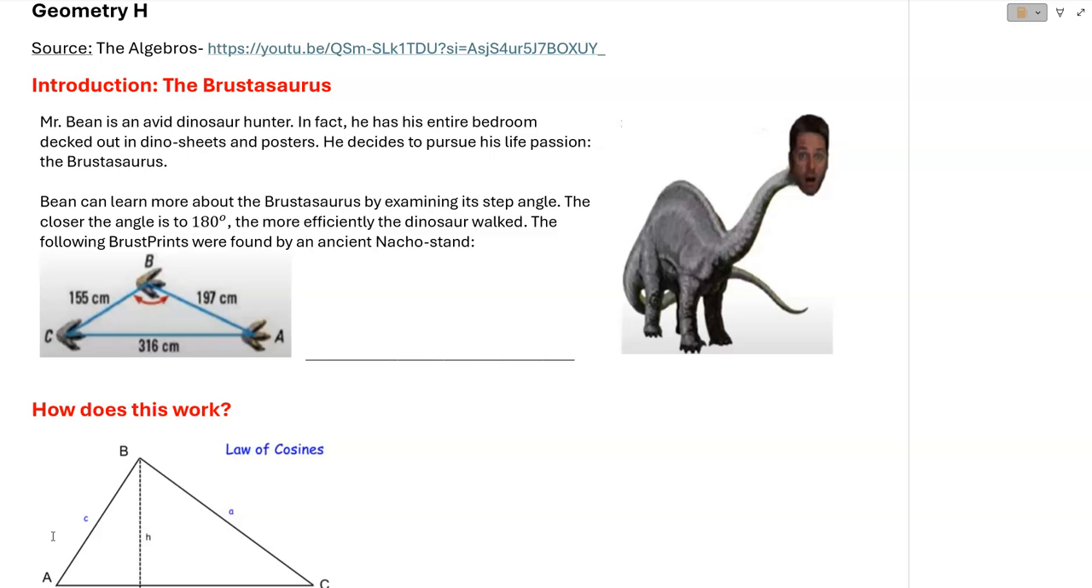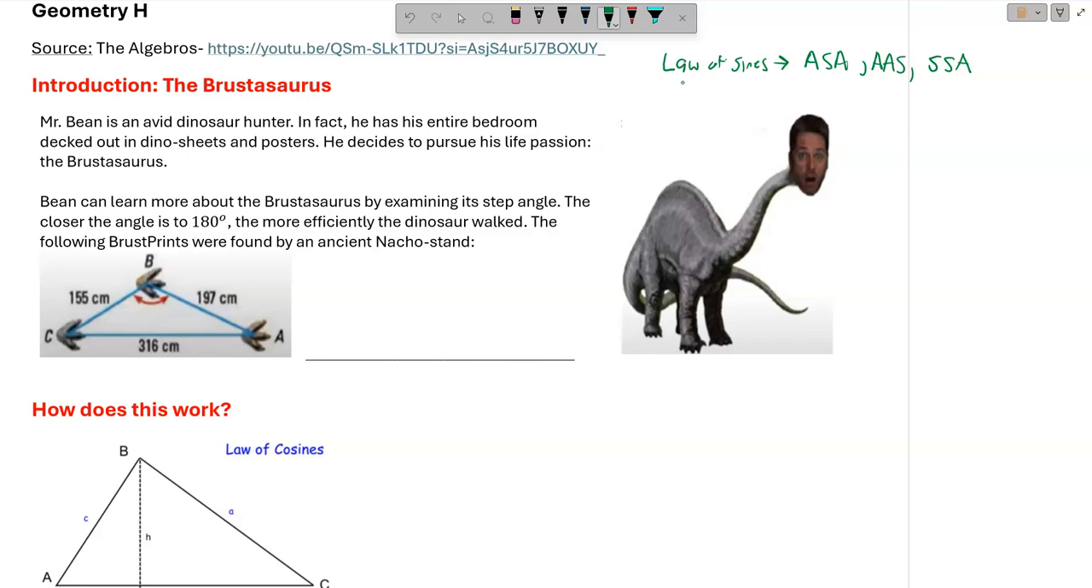If you recall from our last lesson, we talked about the law of sines, which is a very useful way to find missing sides and angles. However, the only situations that work for the law of sines are when we have two angles and a side, so that's ASA or AAS, and then the dreaded ambiguous case, side-side-angle. So what happens when we don't have any angles at all?